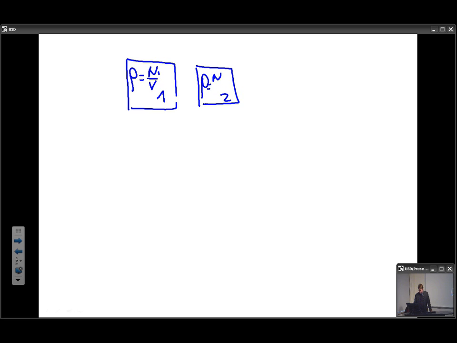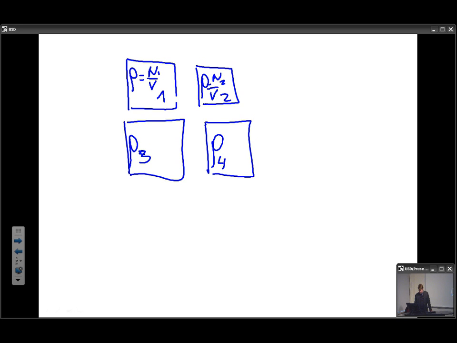We were splitting the whole space into boxes. Box number 1 has a density: the number of electrons in the box divided by the volume of the box. Box number 2 has a density from the number of electrons here divided by the volume of the box. And the whole universe is split into such boxes. The electrons obey the Fermi-Dirac distribution.